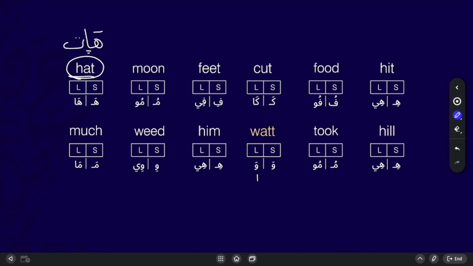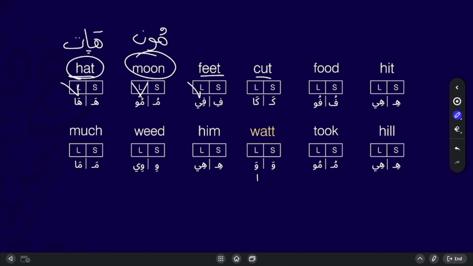Okay? Let's apply the same principle to moon. Can you make it shorter? Yes. Mun, moon, mun. Therefore, this is long. Feet, feet. This one is easy. You can say, oh, I was having a fit. Fit is short. Feet is long. So try to make it shorter. If it works, you have a long vowel.